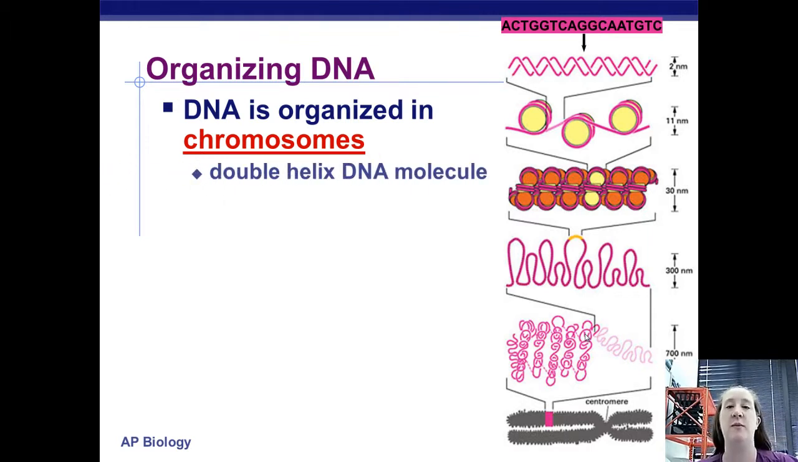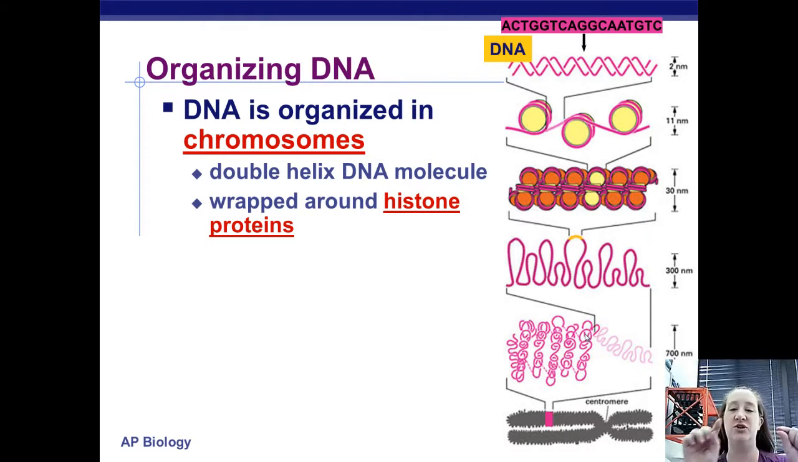So we call it a chromosome. Remember, DNA is your double helix. And that double helix is going to wrap like a string around a spool around these circular proteins called histones. So here's the second layer of packing. You get your string of DNA, your double helix, and it winds around these circular proteins called histones.